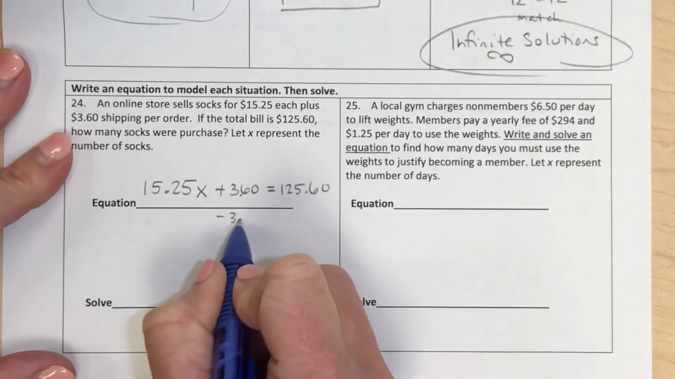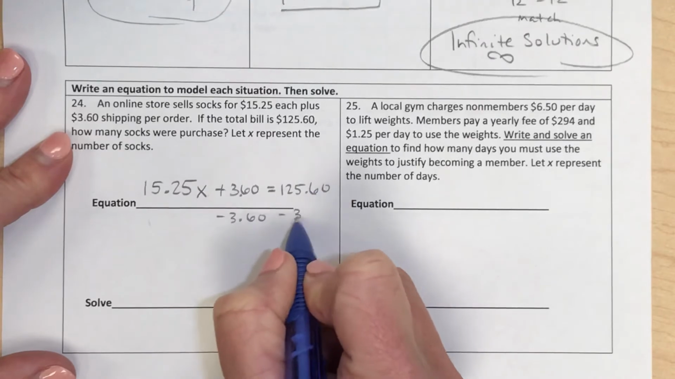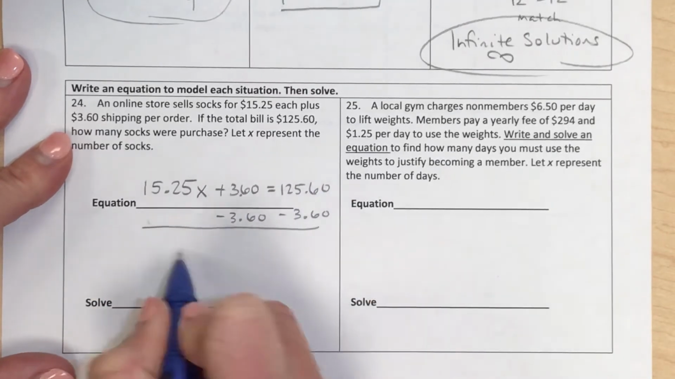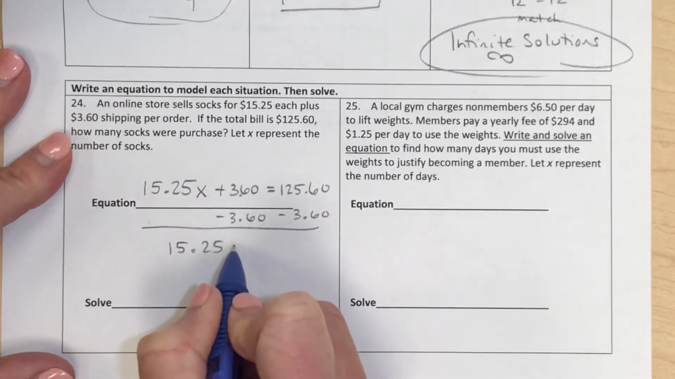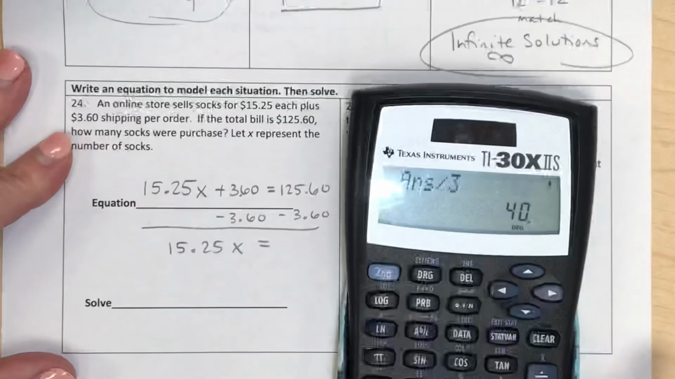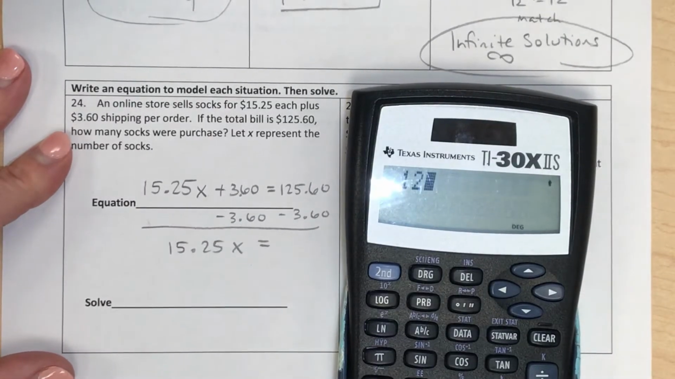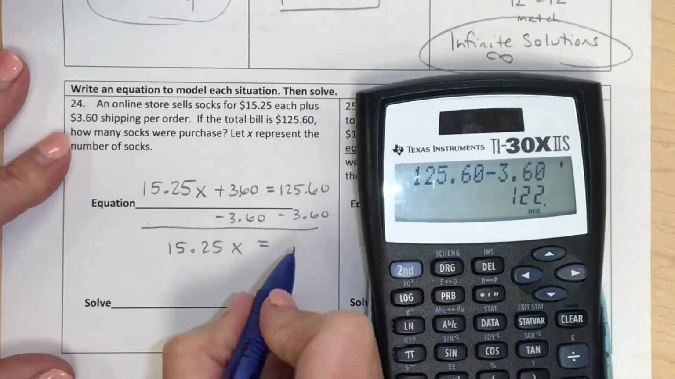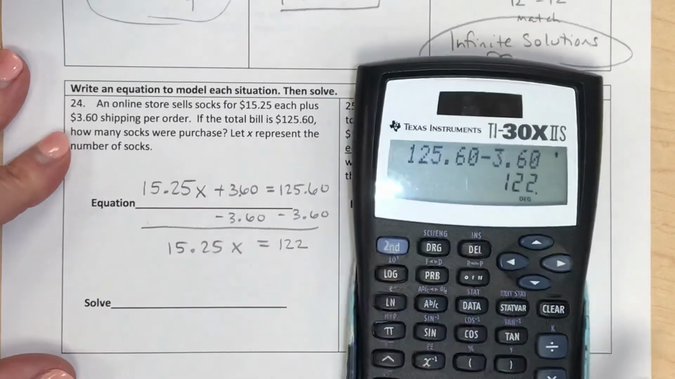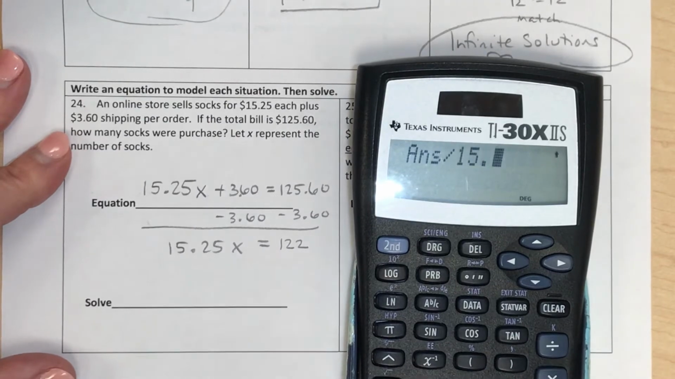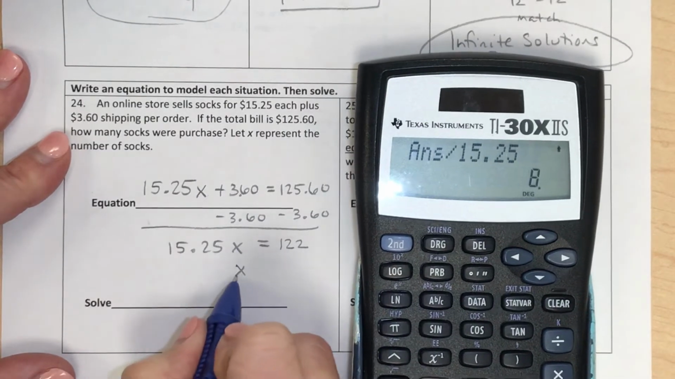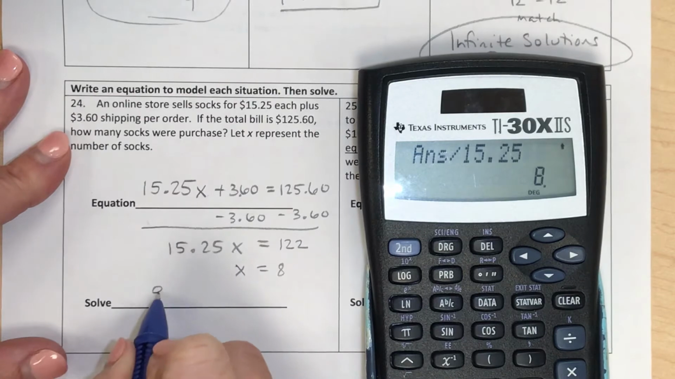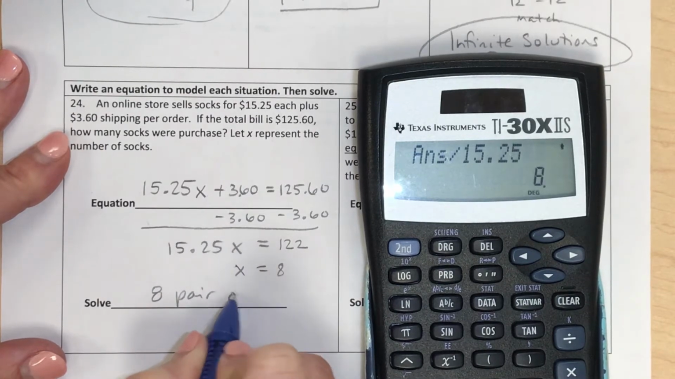So subtract your shipping fee, and we know the cost of our socks totaled up. So $122. And I'm going to divide by the cost of the socks, which means we bought 8 pair of socks.